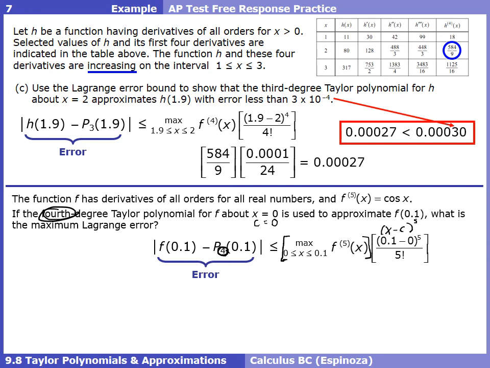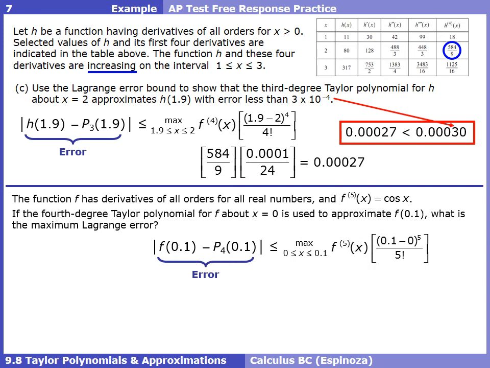Okay, so again, I know that's the big hurdle to overcome with these Lagrange error bound problems, but once we write that, now it's just a matter of figuring out these numbers. And the big thing is to figure out this part right here. What is the maximum value of our fifth derivative from 0 to 0.1? This is a calculator problem, just like the first two problems.